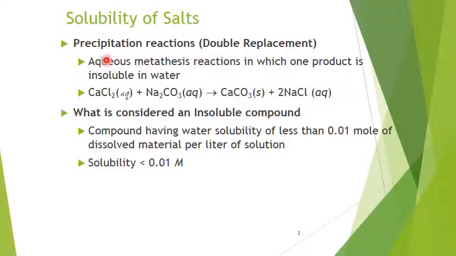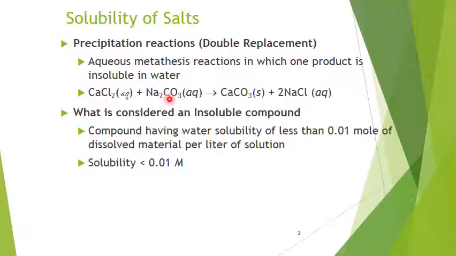We saw solubility when we talked about precipitation reactions, double replacement reactions, where you take two salts, add them together, and they form a precipitate. In this case, calcium chloride with sodium carbonate forms calcium carbonate and sodium chloride, and the precipitate is calcium carbonate. We went over this in 121.